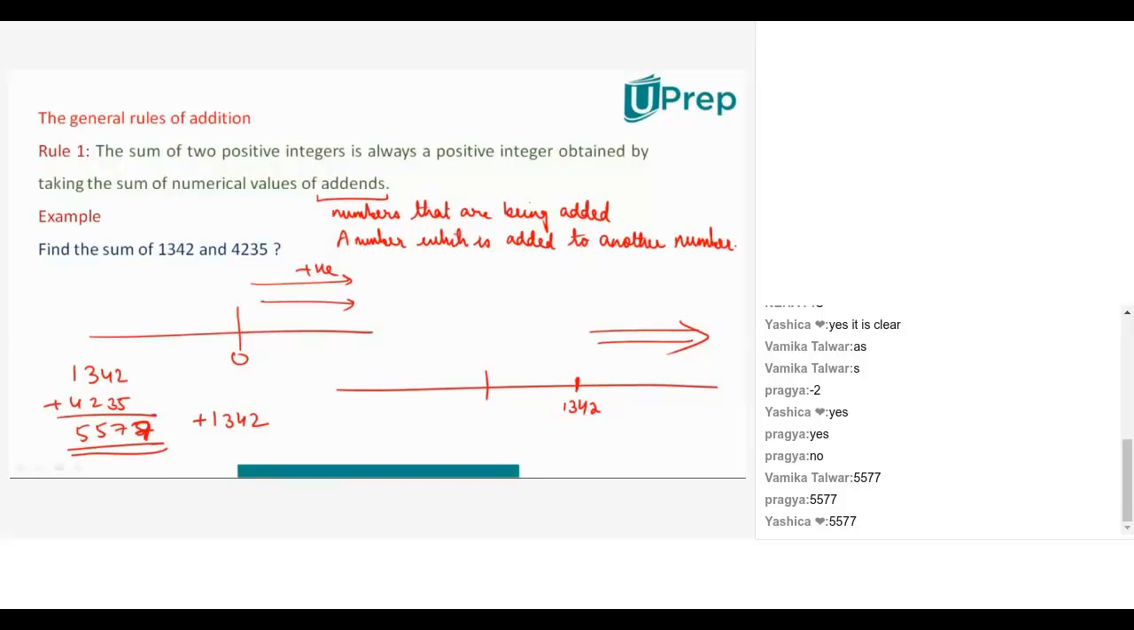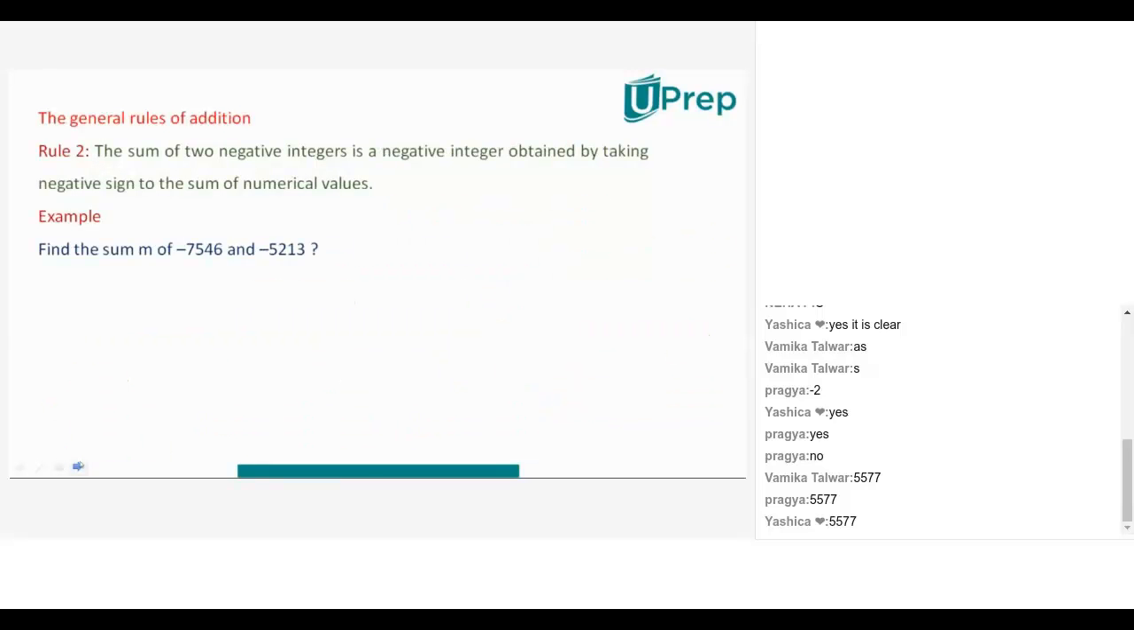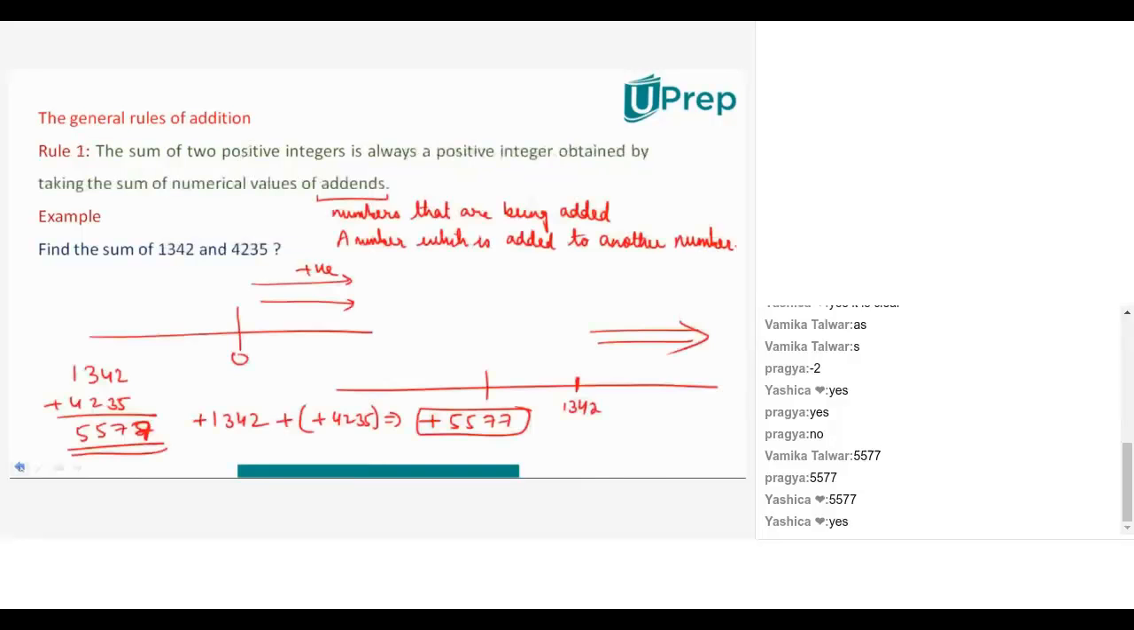When I add both of them, 1342 is a positive number. So I write plus, what am I adding to it? Plus 4235. What am I ending up with? A plus 5577. As simple as that. Are we clear with this? Are we clear with the rule? Are we clear with the first rule, guys?